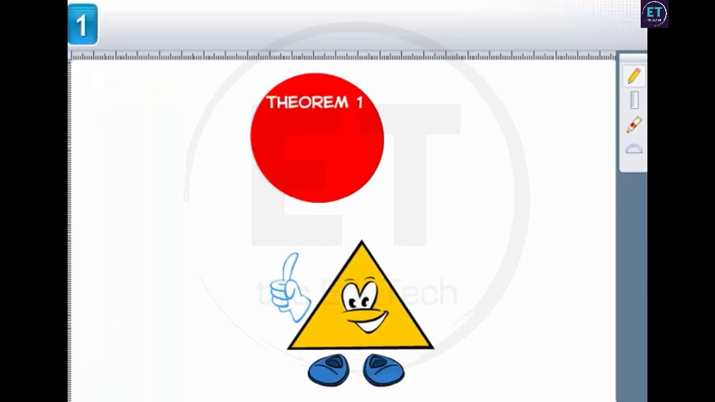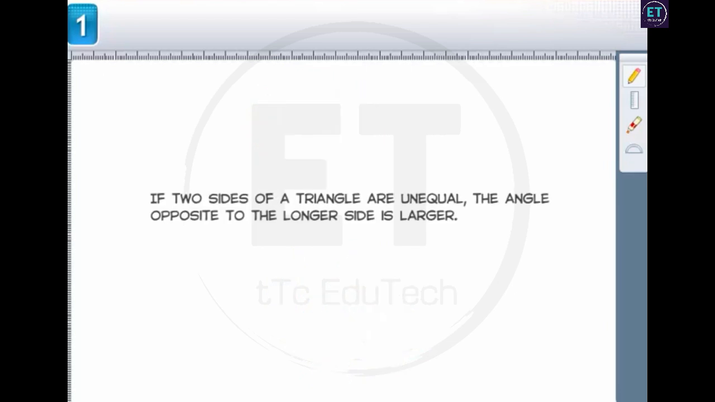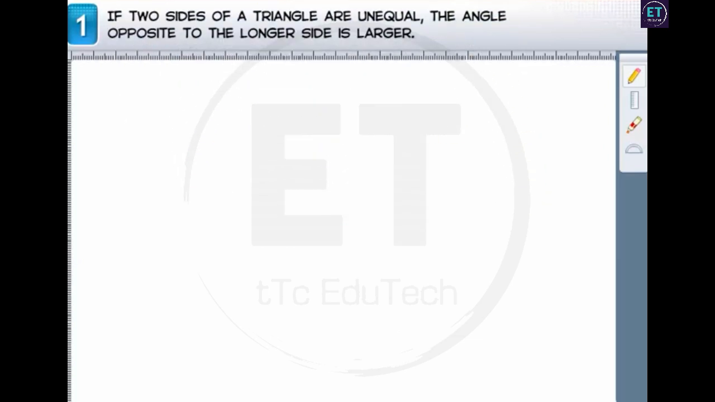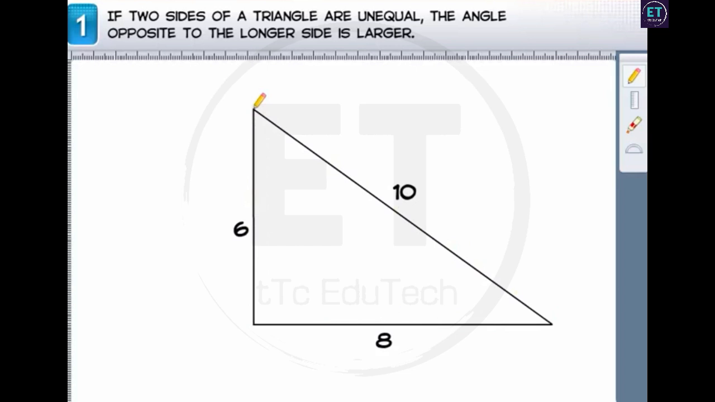By using the observation, we shall verify two theorems. The first theorem says that if two sides of a triangle are unequal, the angle opposite to the longer side is larger. To understand this theorem, let's use the first triangle. For example, let's consider the 10-unit, 8 units, and 6-unit sticks in the first triangle. Of these, the 10-unit stick is of greater length.